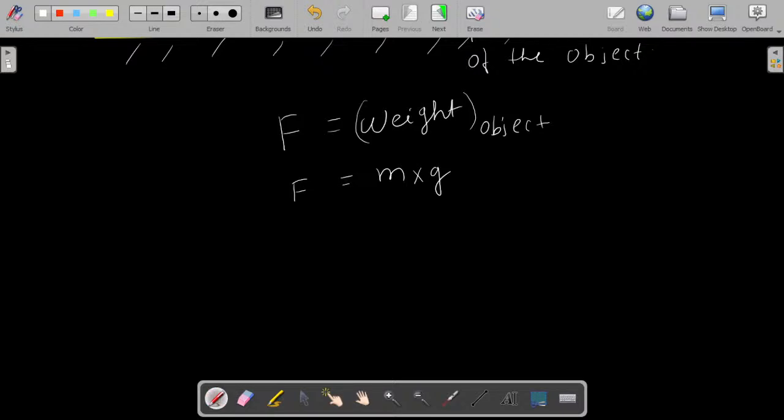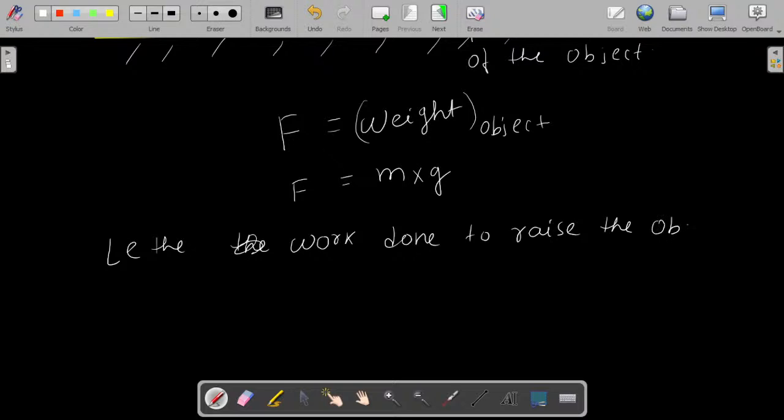Now you write, let the work done to raise the object be W.